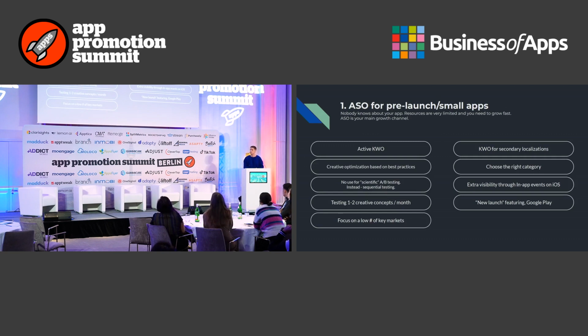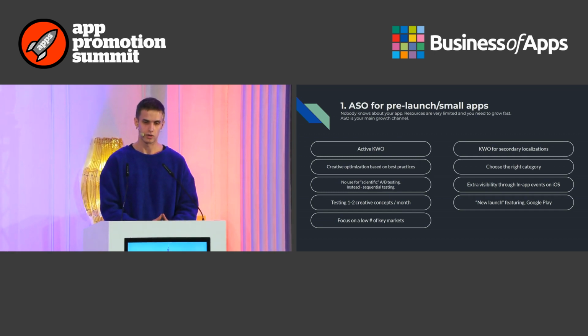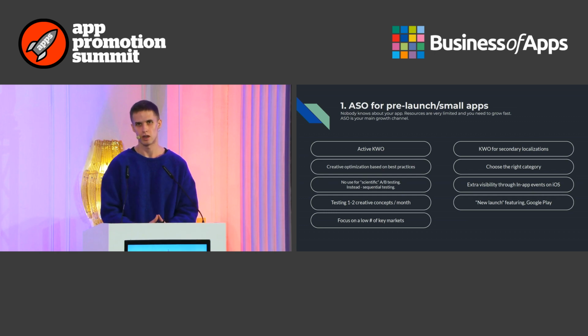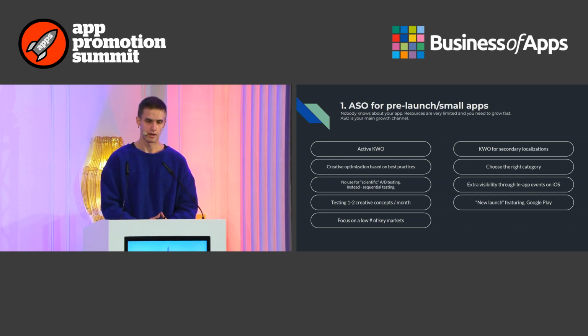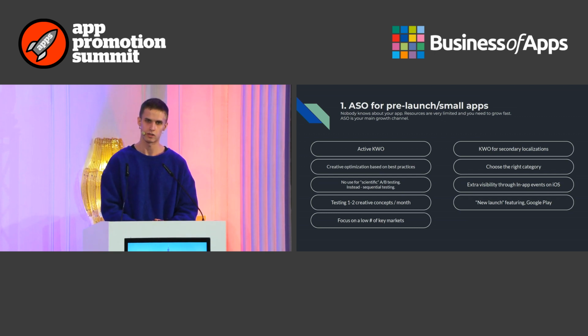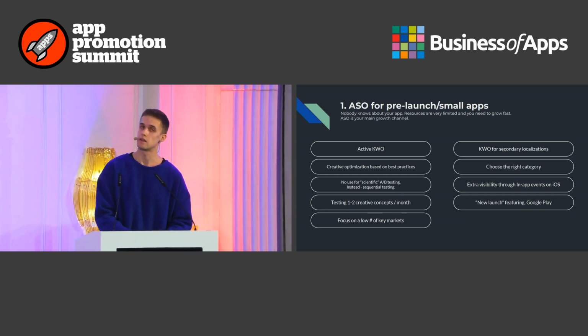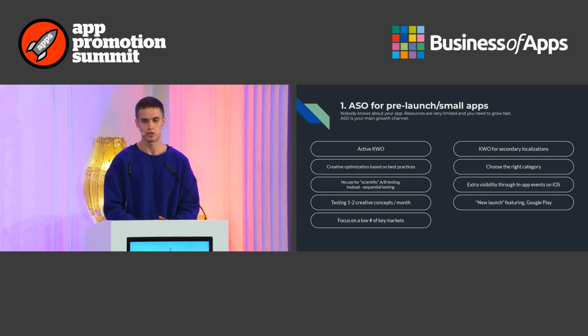Let's start with small apps. For small apps, ASO, I would say, is the most impactful. This is the list of tactics which I think are impactful and need to be prioritized for small apps. So that's your active keyword optimization. If keyword optimization is ever effective, it's for pre-launch or small apps. Creative optimization based on best practices, sequential A/B testing or just before and after A/B testing, testing 1 to 2 creative concepts a month, focusing on a low number of key markets, doing keyword optimization for secondary localizations, choosing the right category right away, and trying to secure some extra visibility through the use of in-app events on iOS or securing that new launch featuring on Google Play.